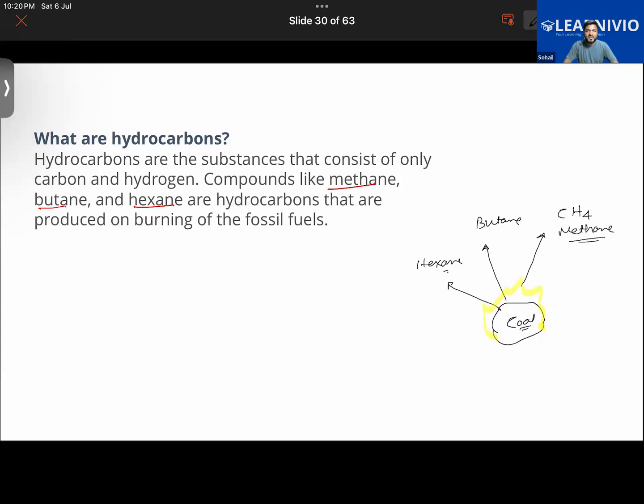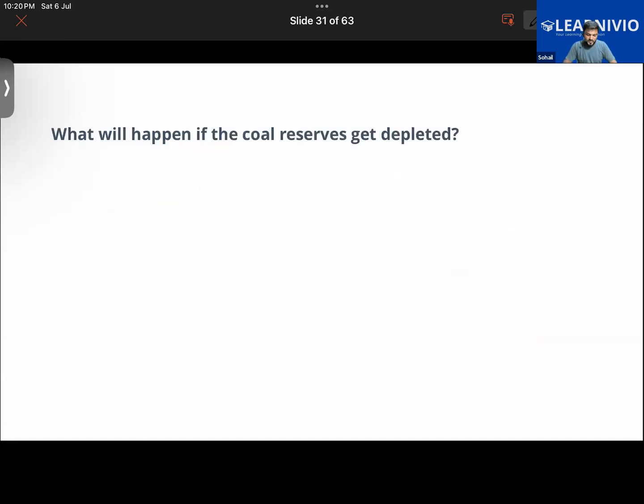So hydrocarbons are basically compounds made up of hydrogen and carbon. Got this now? Okay. Yes, sir. So I hope you guys are able to understand this topic. Not that difficult, I believe.